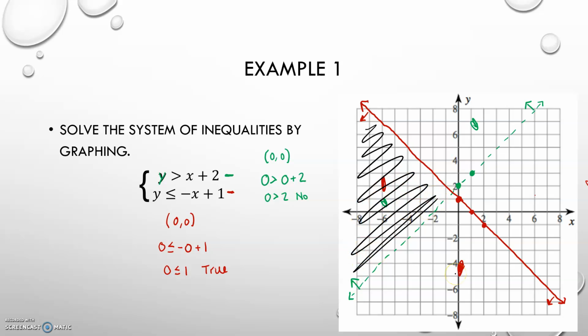And these are not solutions. They're not solutions because even though if I picked the point 2, 6, it would be a solution for my first graph, it would not be a solution for my second one. So it has to work for both of them. And that's why we only shade one section of the graph.